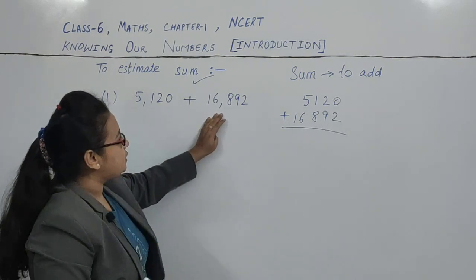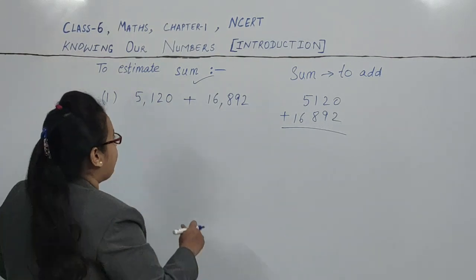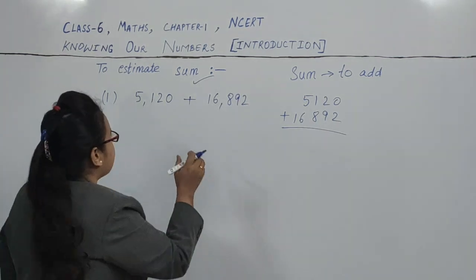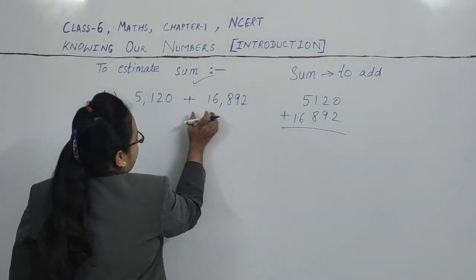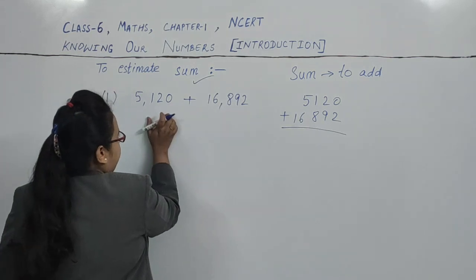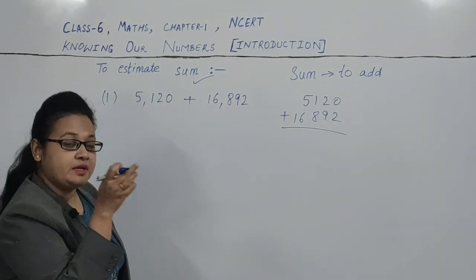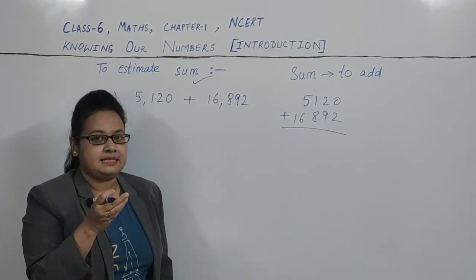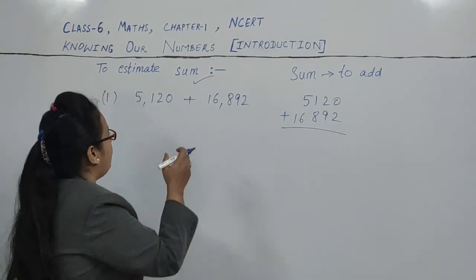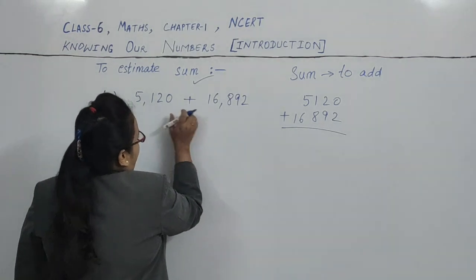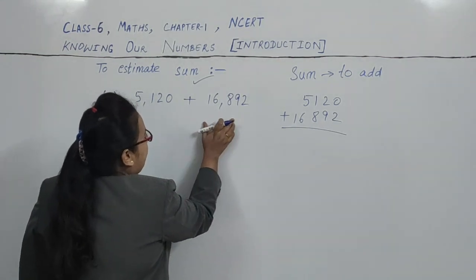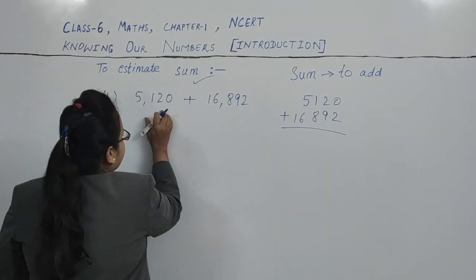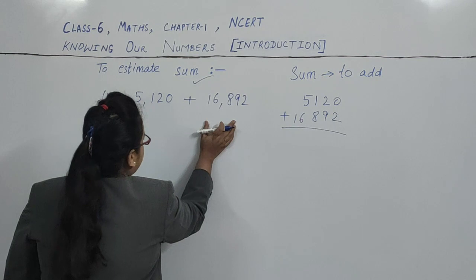We estimate these two numbers separately and then we add the estimated numbers. So to estimate these two numbers, we round them off. For rounding off, we round off to a particular place, either tens, hundreds or thousands. So we will round off these two numbers separately and then add them to find the estimated sum. So to which place will we round off these two numbers?